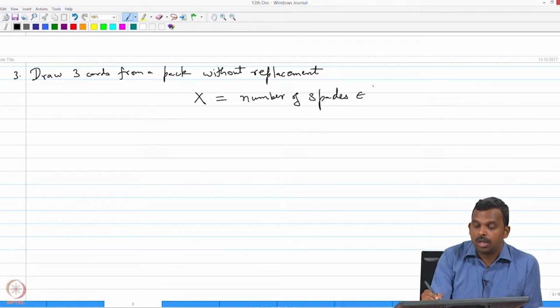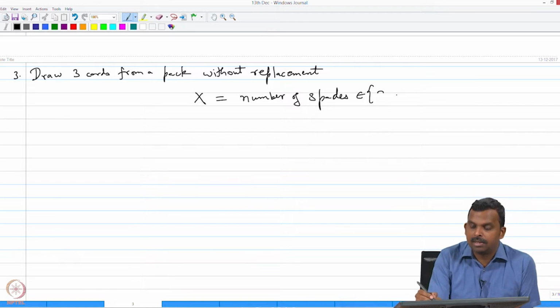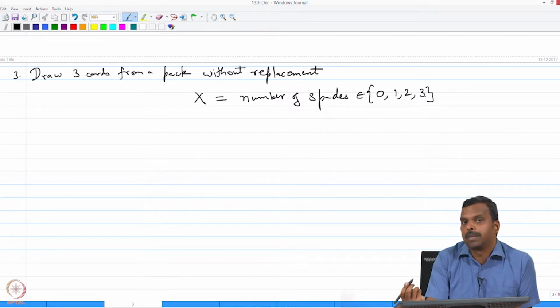Okay. So, now clearly if you have 3 cards from a pack, there are 13 spades in the suit of cards, so you can have either 0 spades or 1 spade or 2 spades or 3 spades, all 4 are possible. So, this seems straightforward enough. The value that the random variable takes is just 4 possibilities. Now, what about the probability?